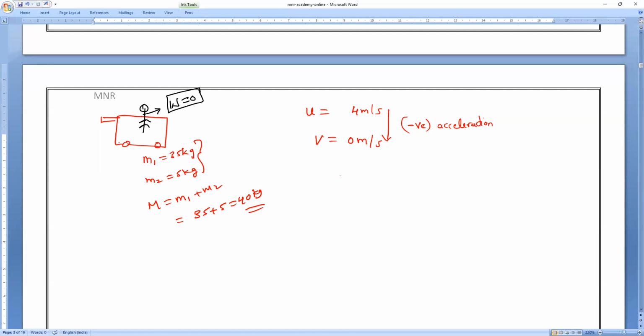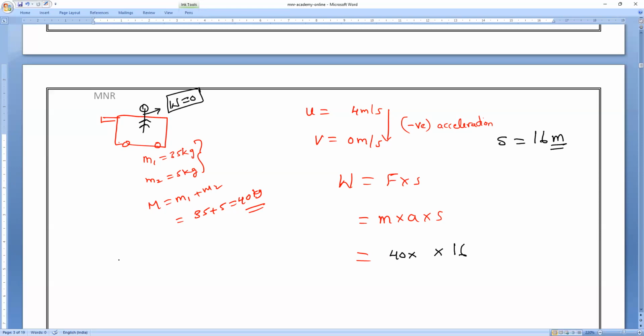So work done is equal to force into displacement. Force is equal to mass into acceleration, into displacement. Mass is 40 kg. Acceleration we don't know yet. Displacement is how much? What is the displacement it traveled? 16 meters. Now let us find the acceleration.